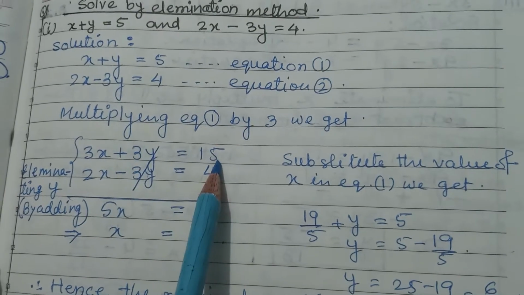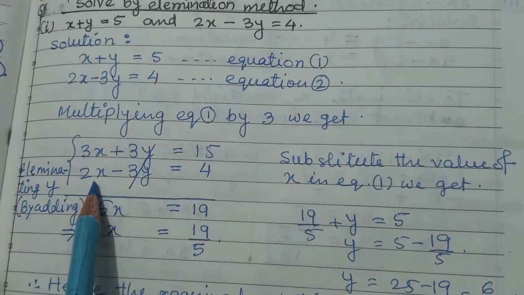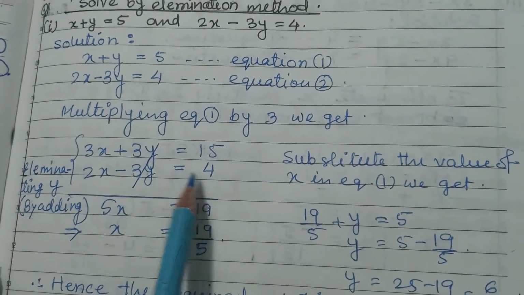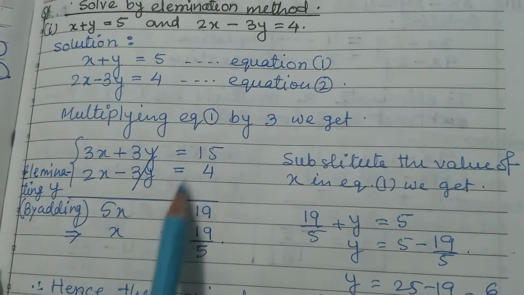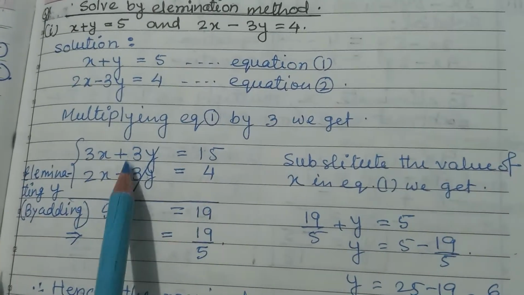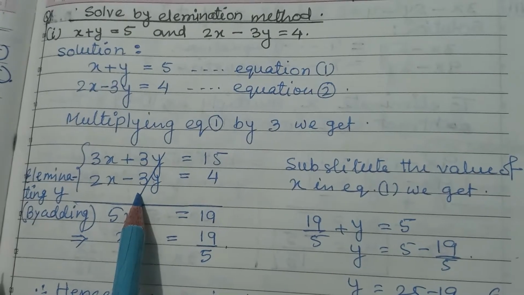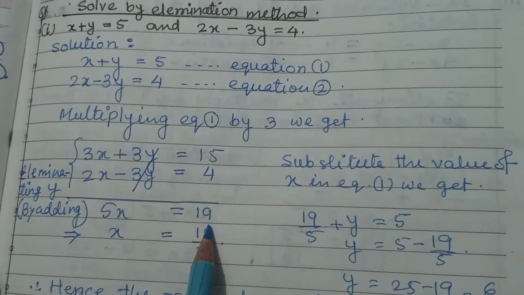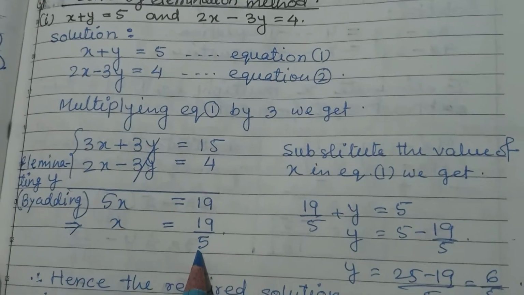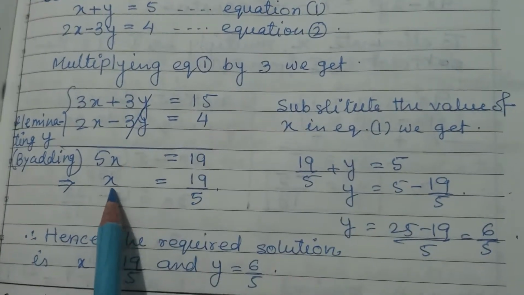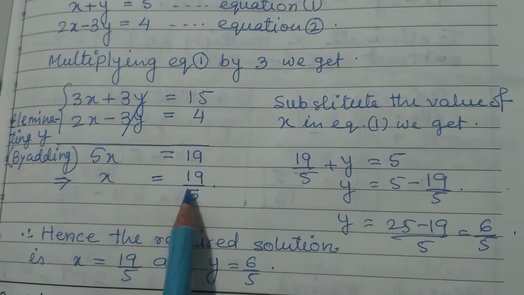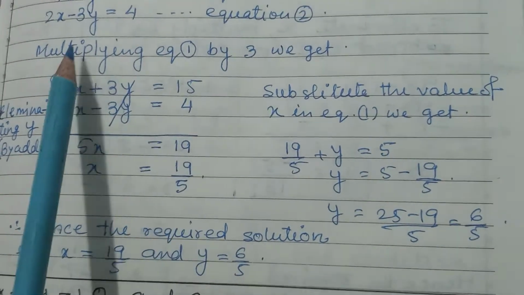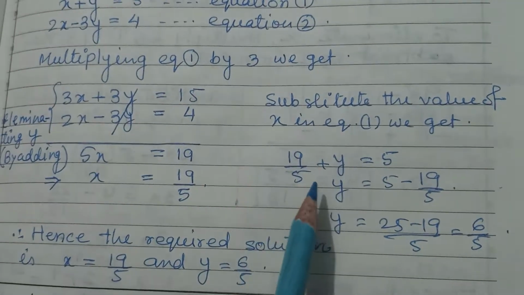Now I have written that. And the second equation is 2x minus 3y is equal to 4. If we add these two equations, plus and minus will cancel, it will eliminate. Now 3x plus 2x, 5x is equal to 19. x is equal to 19 upon 5. Now this value of x we have to substitute in the second equation or the first equation, anywhere.